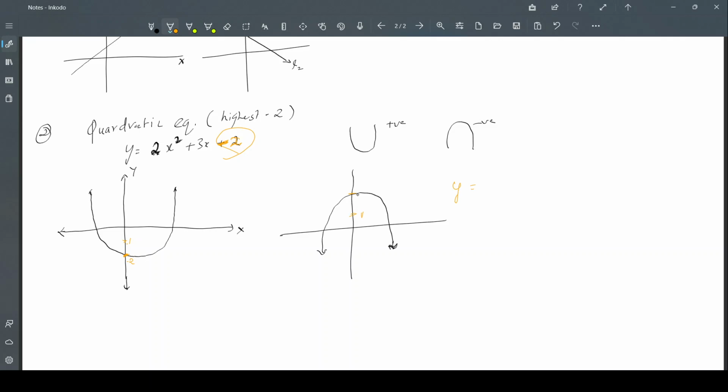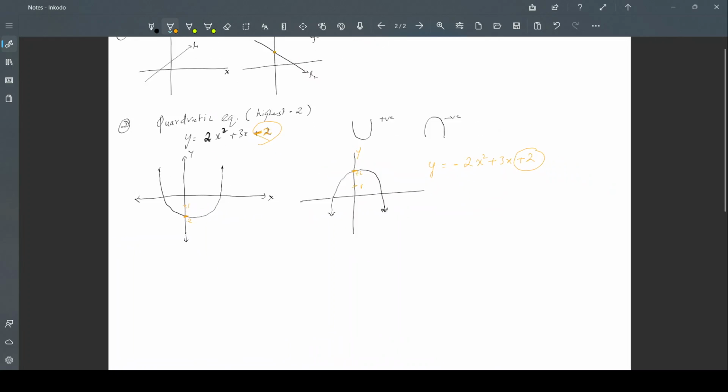And the same way, if we have the equation y equals, let's say this is 1 and this is plus 2, and the curve touches the y-axis at plus 2, the equation may be in this format. Because it's a negative graph, it will be minus 2x square plus 3x, then plus 2. So why does it come out to be plus 2? Because it's touching the y-axis at plus 2.